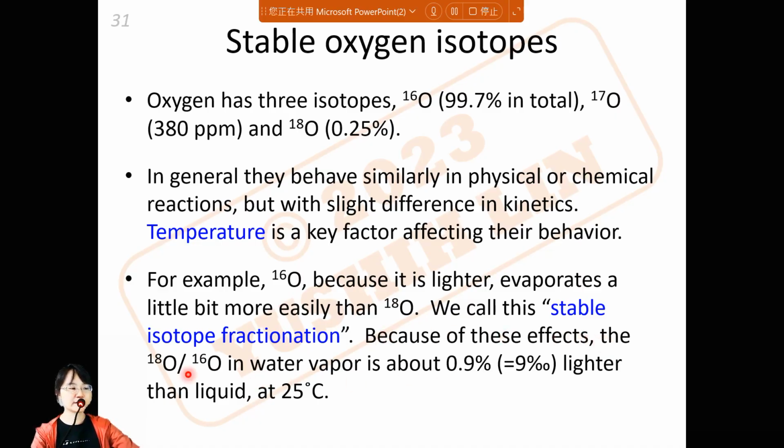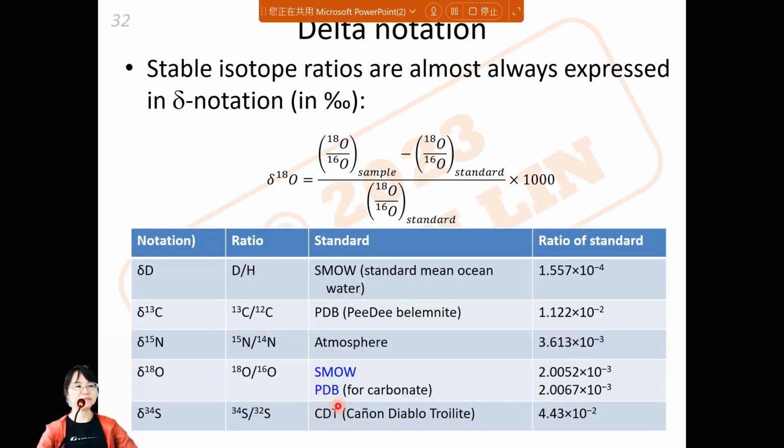Because of these effects, the oxygen-18 to 16 ratio in water vapor is about 0.9%, that means 9 per mil, lighter than liquids at 25 degrees. So if I have water here, the oxygen isotope value here will be slightly heavier than the isotope value here. This is because of isotope fractionation. The level of fractionation is dependent on temperature. And when we report stable isotopic values, we usually use the delta notation.